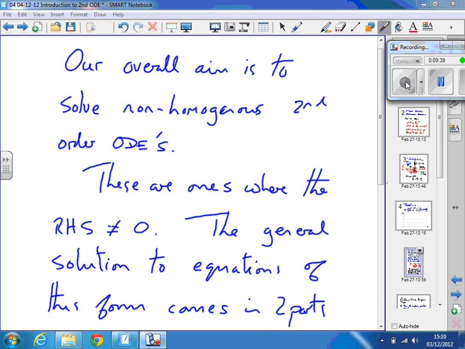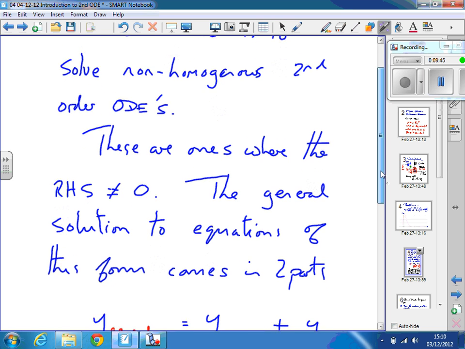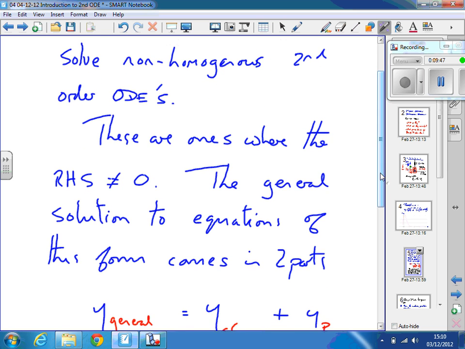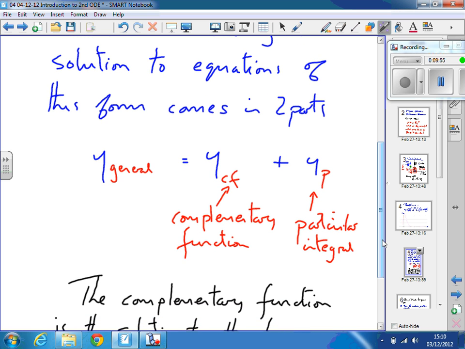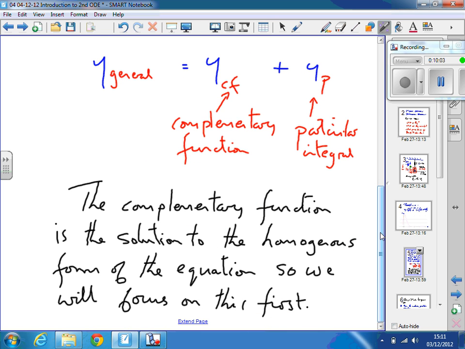Okay. It is to solve non-homogeneous second-order ordinary differential equations. These are ones where the right-hand side is not 0. The general solution to an equation of this form comes in 2 parts. The general solution is formed from the complementary function and the particular integral added onto the end. So we're going to need to look at both of those. The complementary function is a solution to the homogeneous form, so we're going to focus on that first.